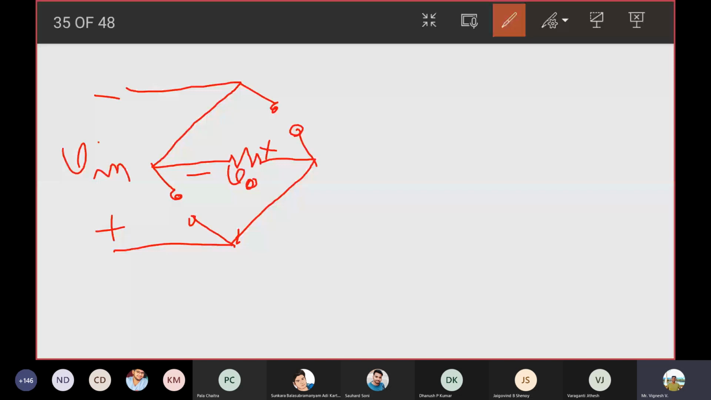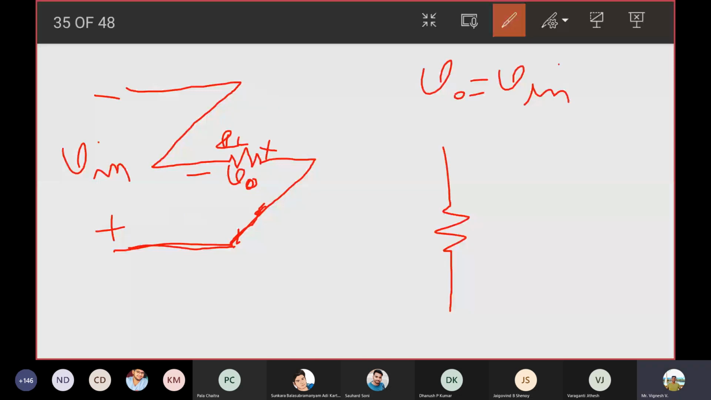V naught is the same as V in, right? Because these two are shorted together. If these two are shorted together, you're giving positive here, which means I can rub this. This is not there. This is also not there. Instead of me doing this in a zigzag direction, this is what it means, no? Minus plus V in, plus minus V naught. So what is V naught? V naught is the same as V in, no? Yes, sir. Is that clear? Yes, sir. Thank you.